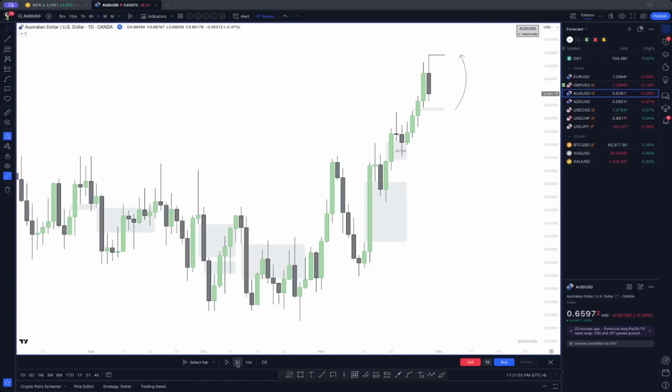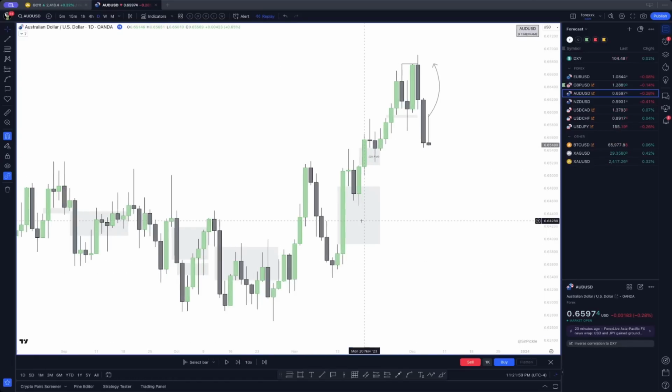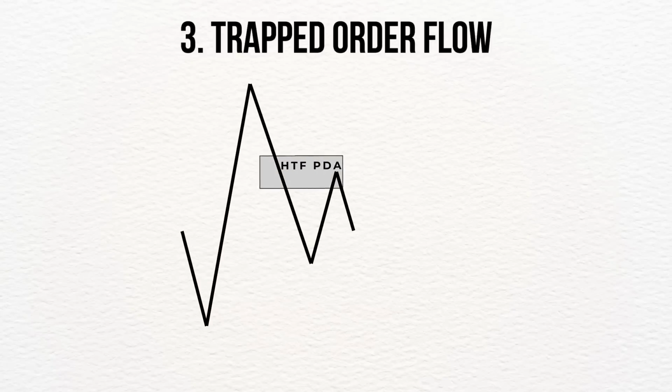So let's see how that played out. And there is that context complete. Beautiful. Another way we can spot low probability conditions is by looking at trapped order flow. So what exactly is that? Well, trapped order flow is when price is stuck between a higher time frame premium array and a higher time frame discount array. Essentially, there is no clear one-sided direction anymore. Price has a reason to both be bearish and be bullish.